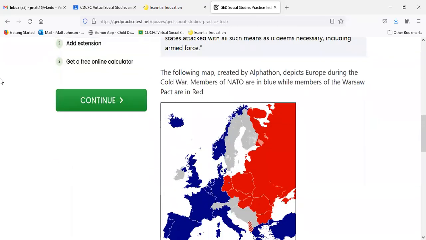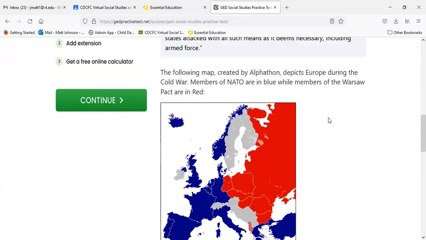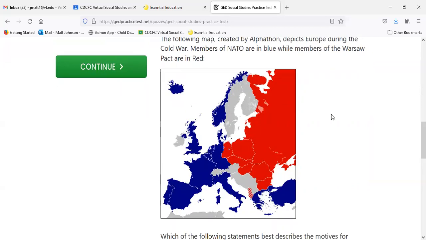And the following map here depicts Europe during the Cold War. So members of NATO are in blue, while members of the Warsaw Pact are in red.